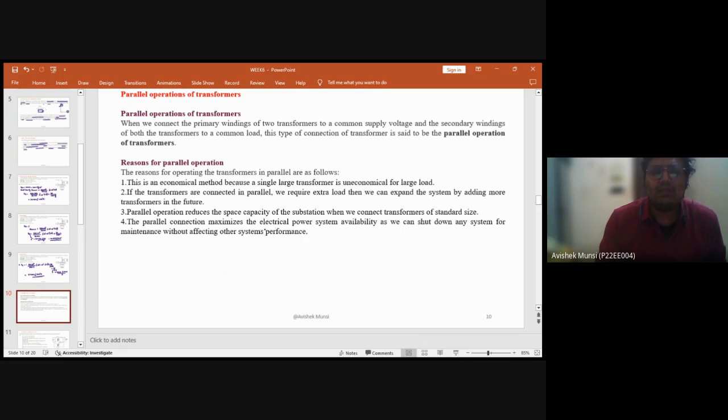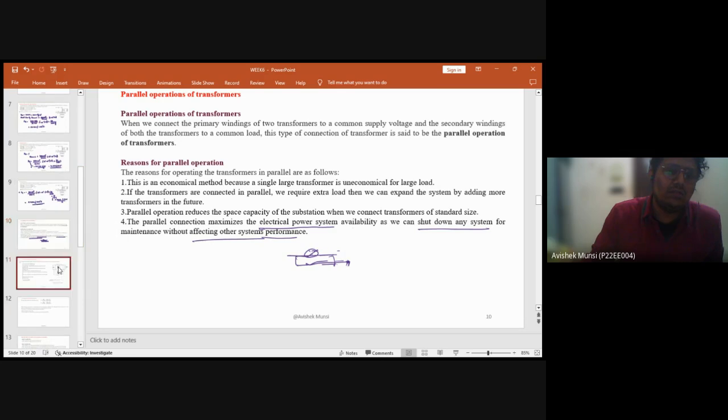At the same time, the parallel transformer connection maximizes the electrical power system availability, since we can shut down a transformer without affecting the system performance. Suppose there are two transformers in parallel. If one of the transformers gets damaged, we are still able to get power at the end. But if we use a single transformer and it is damaged, then the whole supply will shut down. So this is also a reason we choose parallel transformers.